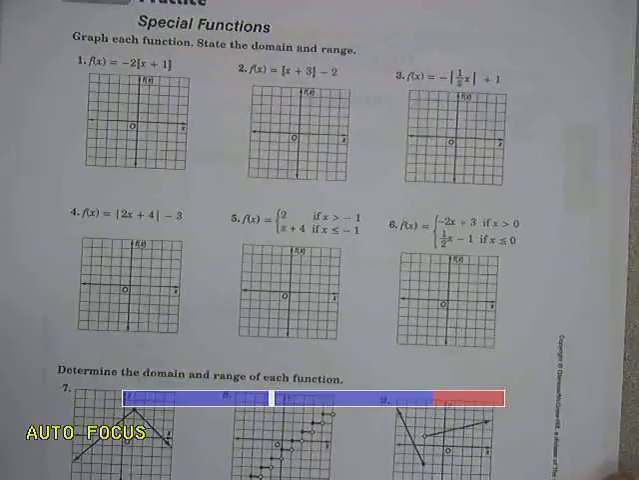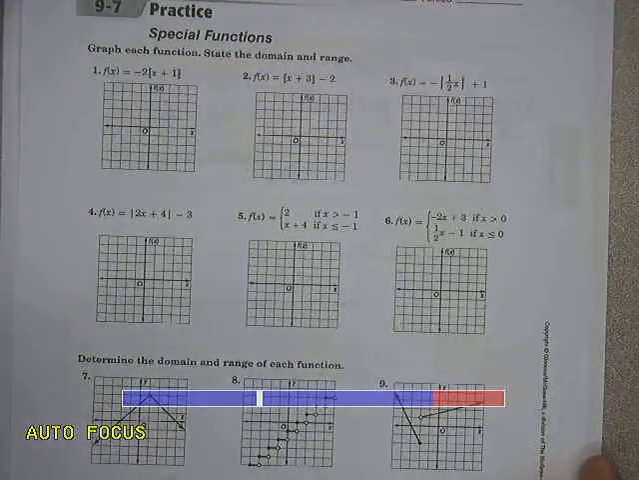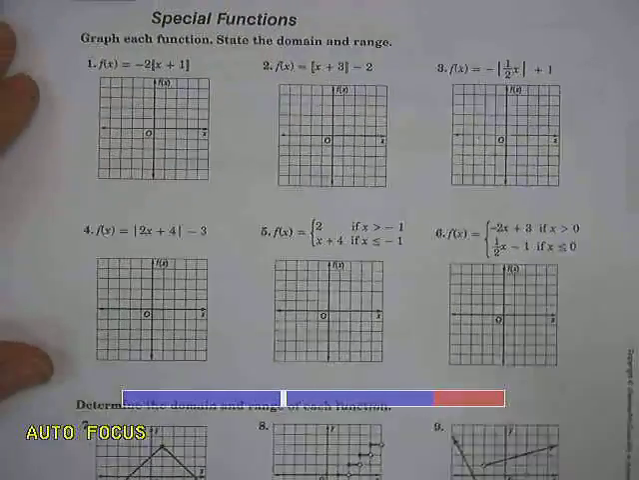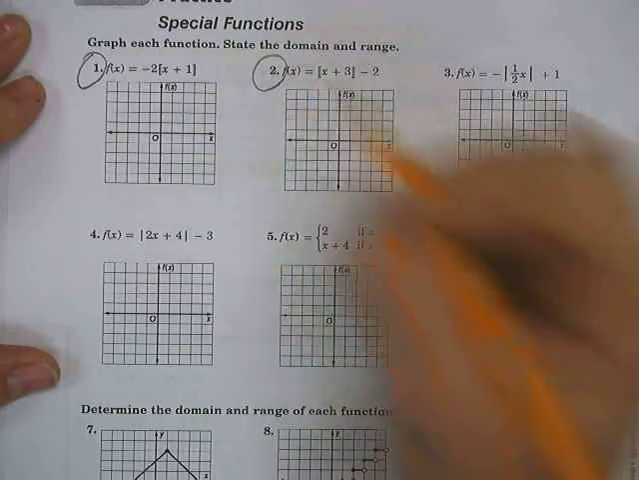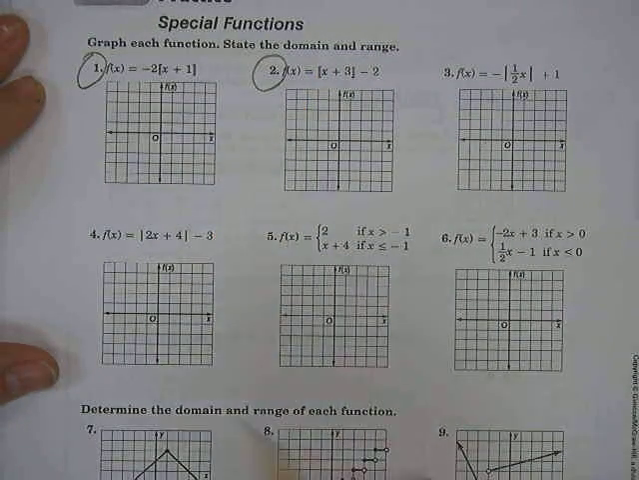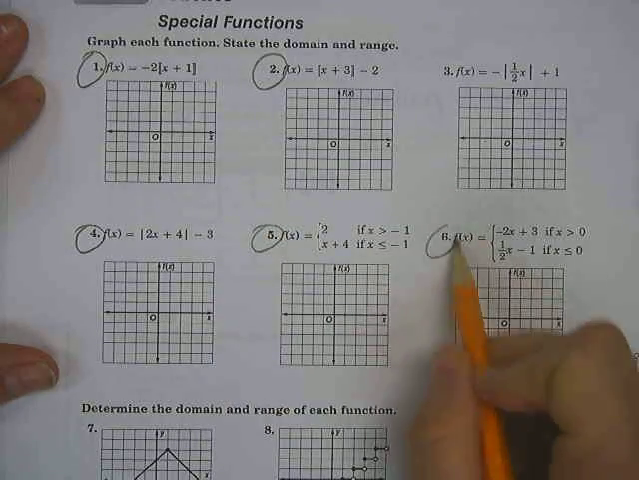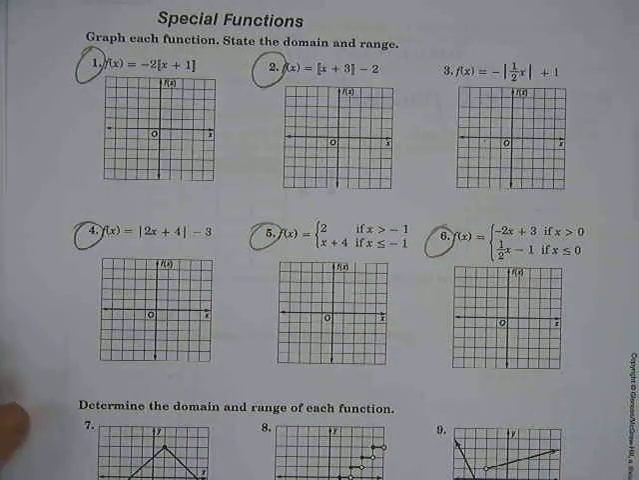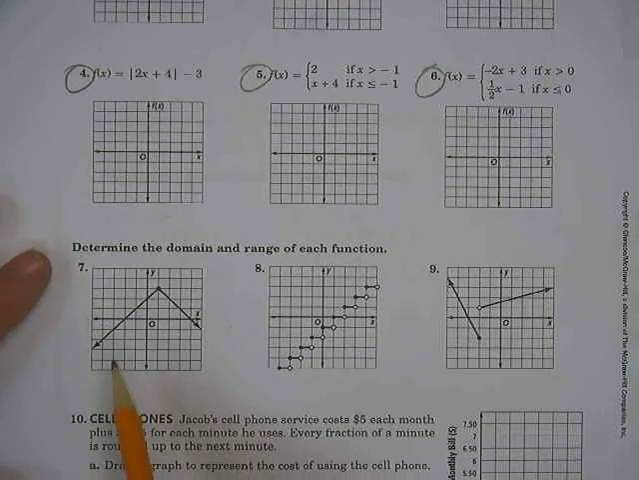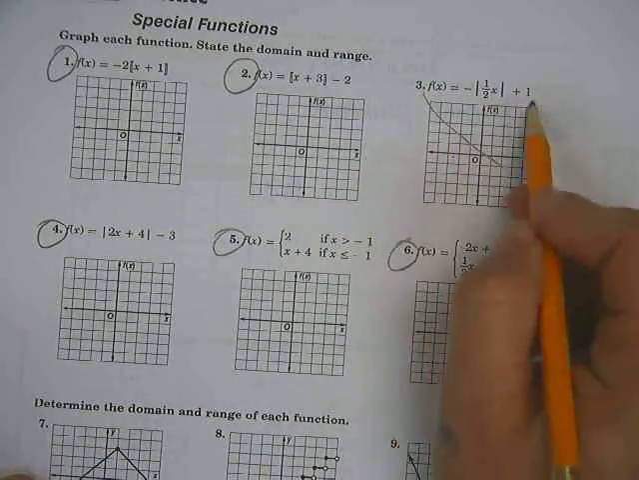Okay, turn this over. This is what I'd like you to work on. I would like you to try 1 and 2, 4, 5 and 6, and then 7, 8, 9, and 10. So basically all we're cutting off is 3.